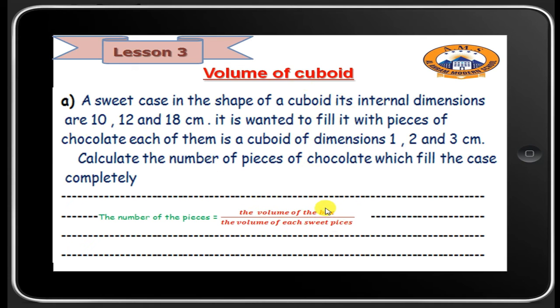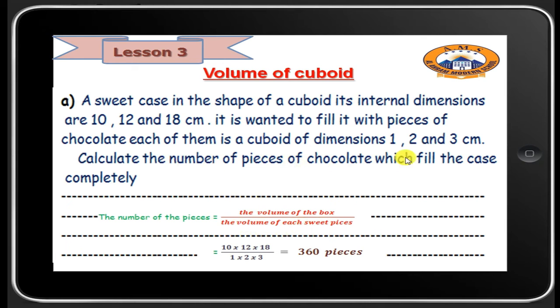So how can I calculate the volume of the box? You know the dimensions, so all you have to do to get the volume of the box is to multiply those dimensions together. So I will multiply 10 times 12 times 18. And how can I calculate the volume of each chocolate?